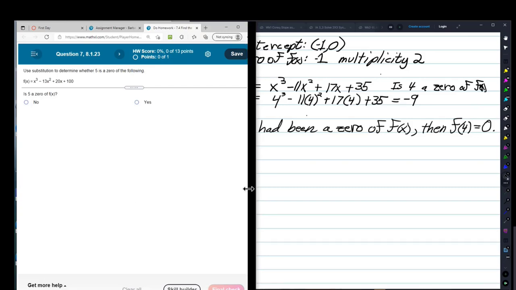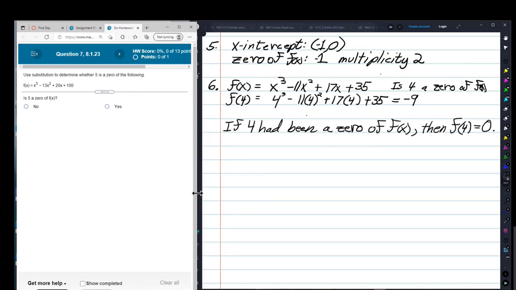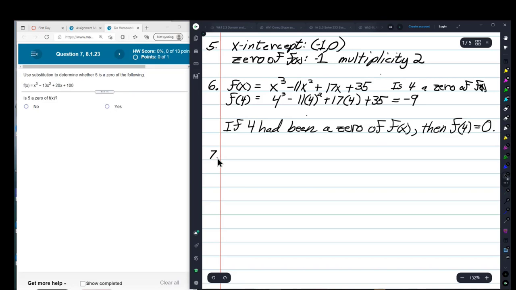And here we have another cubic. And now we're being asked about 5, and notice it's a yes or no question. Is it or isn't it? There's no in-between ground. This is number 7. Our function is f of x equals x to the third minus 13x squared plus 20x plus 100.